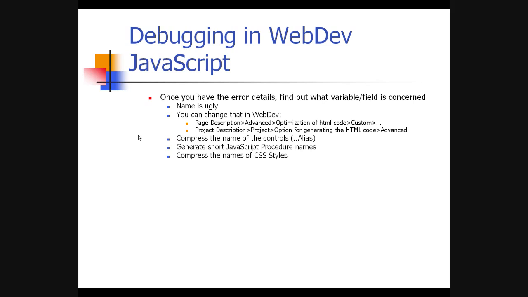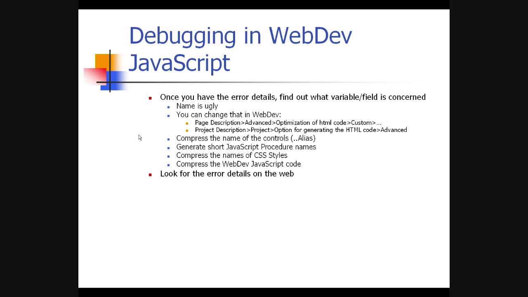Compress the names of CSS style is a little less interesting for you, but it's also an option that you can change. And compress the WebDev JavaScript code is something that you can want to change, because what they are doing also is removing all the carriage returns and so on, in order again to gain a few bytes and have the page load faster. So obviously it makes for a very ugly code and very hard to read. These are options that you should reset with their original value once you're done debugging.